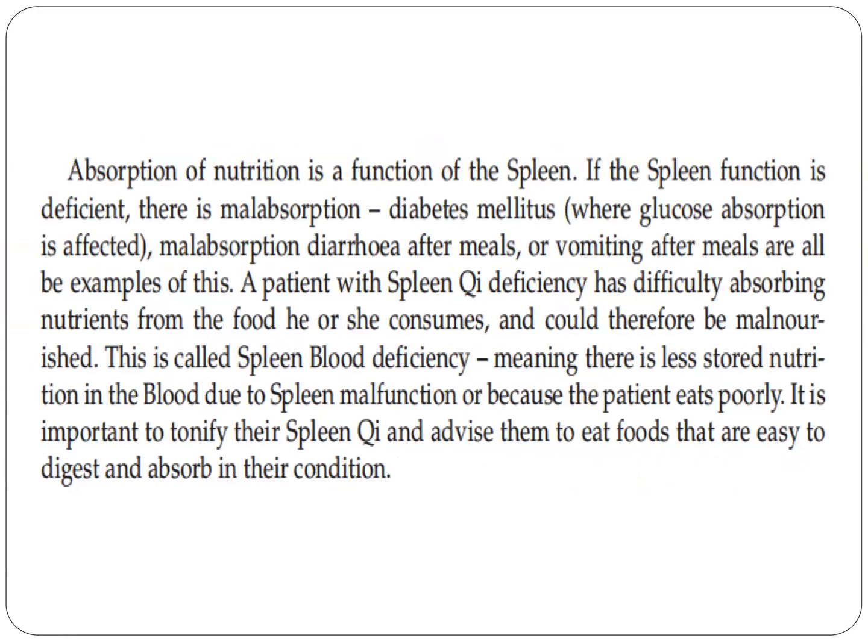Absorption of nutrition is a function of the spleen. If the spleen function is deficient, there is malabsorption. So diabetes mellitus, where glucose absorption is affected, malabsorption, diarrhea after meals, or vomiting after meals are all examples of this. A patient with spleen chi deficiency has difficulty absorbing nutrients from the food he or she consumes and could therefore be malnourished. This is called spleen blood deficiency, meaning there is less stored nutrition in the blood.